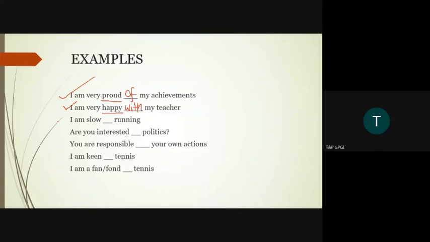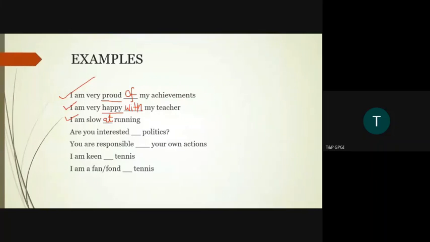Another example is: I am slow dash running. Okay, good if you got it right. So we are done with this as well. I'll give you a few more examples of the preposition at. You can say, I am not very fast at typing, or I am not very fast at running. That's nothing but, I'm slow at running.